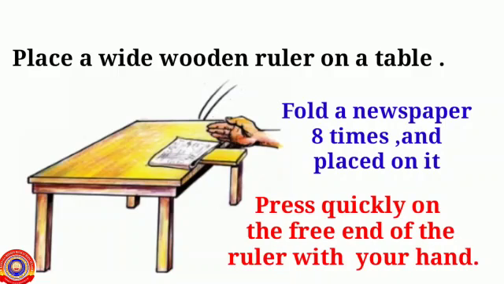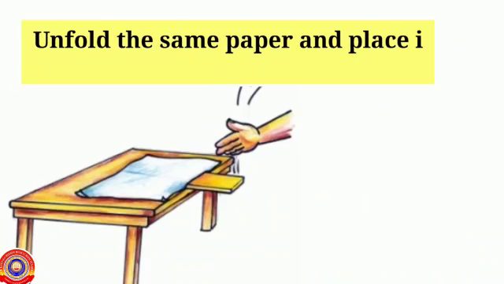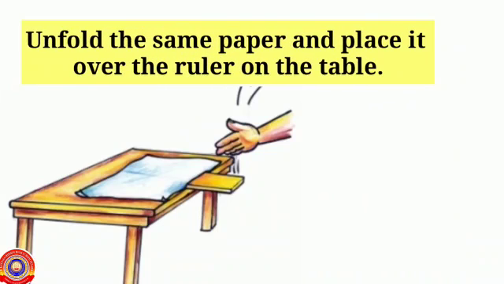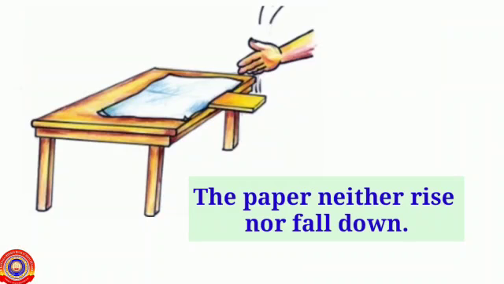What happened? Yes, the paper fell down. Then unfold the same paper and place it over the ruler on the table. Repeat the same, that is, quickly press on the ruler again. What happens here? The paper neither rises nor falls down. What may be the reason?